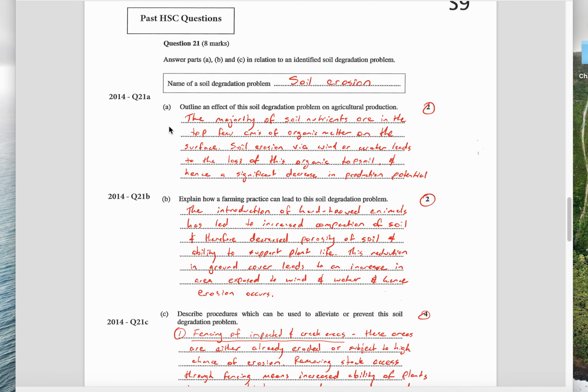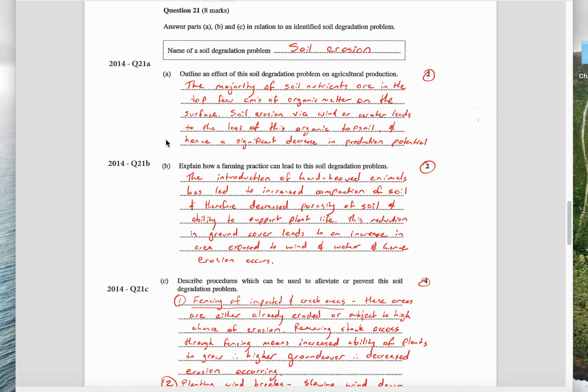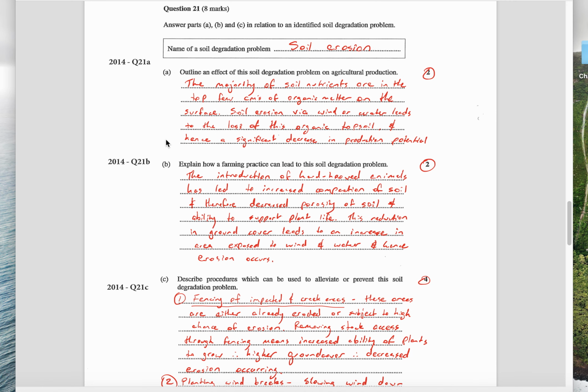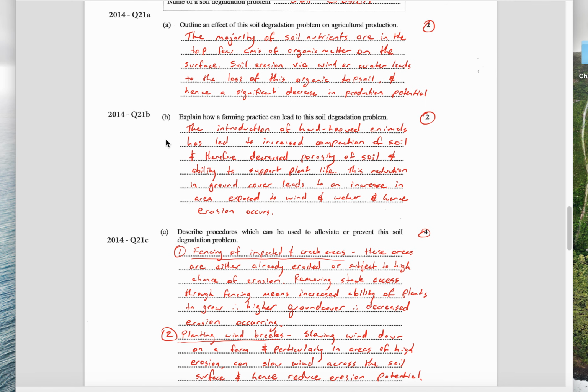The majority of soil nutrients are in the top few centimeters of organic matter on the soil surface. Soil erosion via wind or water leads to the loss of this organic topsoil, and hence a significant decrease in productive potential.